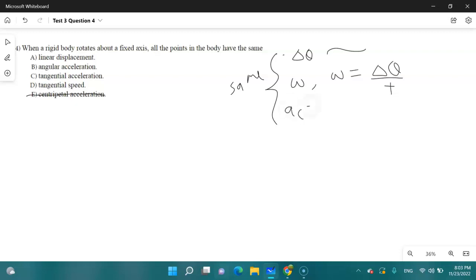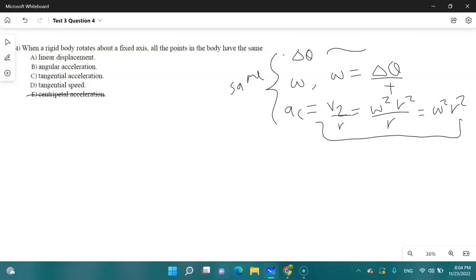Because the centripetal acceleration is equal to the final velocity squared over r, and then that's equal to the angular velocity squared times the radius squared over the radius. And then that leaves us with angular velocity squared and the radius. So since the centripetal acceleration all depends on the radius, it actually is different. And it's never the same on a body that rotates about a fixed axis.